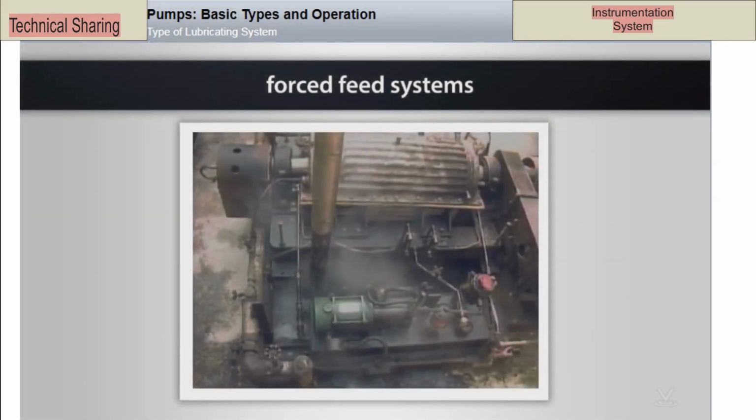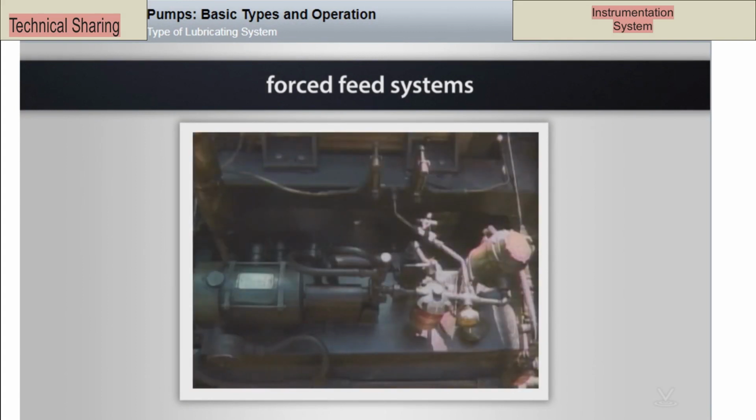Forced feed systems. Some pumps need a greater supply of lubricant to the bearings, so they use a forced feed system. For example, this system pumps oil through these lines to constantly supply oil to the bearings. The system also has devices that filter contaminants from the oil.